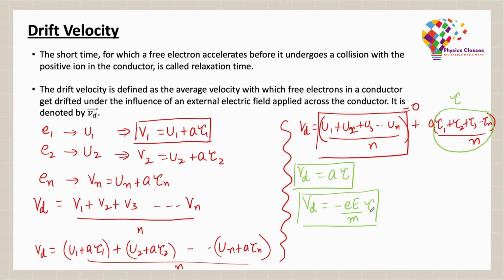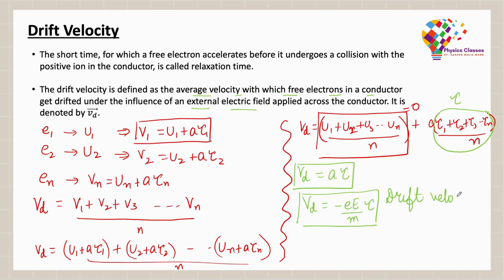Now let's come on to that part here. See, it is the average velocity with which your free electron in a conductor got drifted under the influence of an external electric field that was applied there, and we denote it by Vd. So this is the expression for drift velocity.